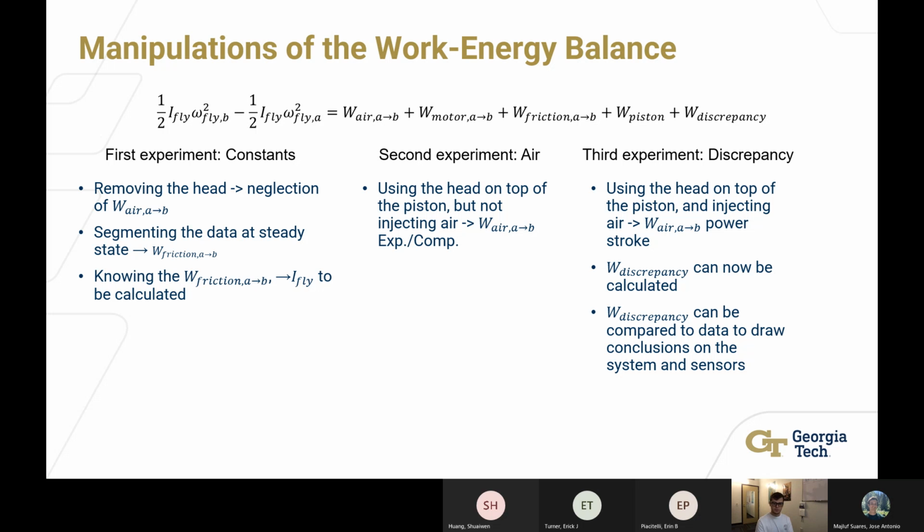And then what we will be doing for the third round of experiments is we will be injecting air into the system to quantify the power stroke work. Using this value from the experimental and theoretical calculations, we'll come up with a work discrepancy value, and we can compare that to the uncertainty in the data to draw a conclusion on the system and sensors.